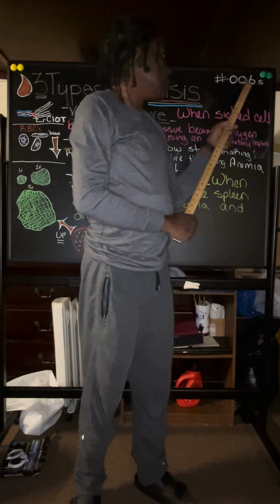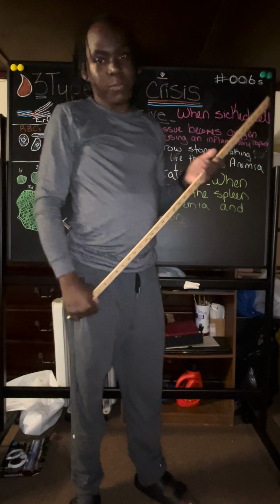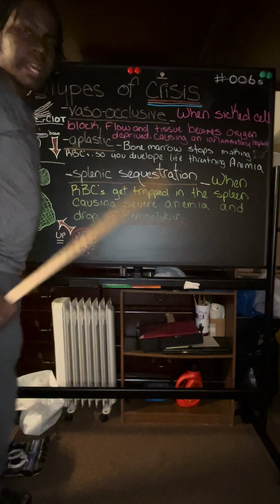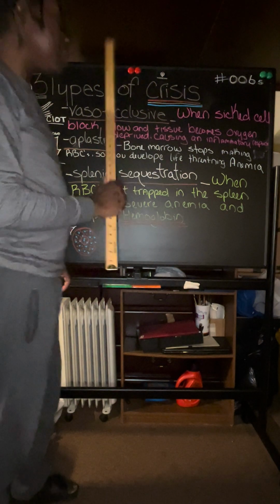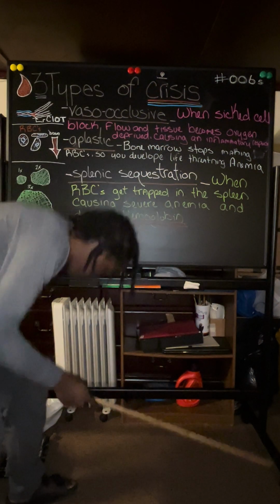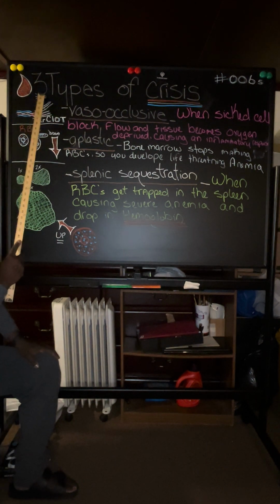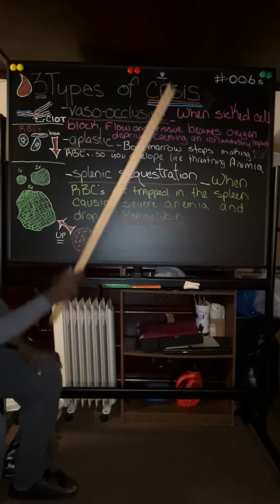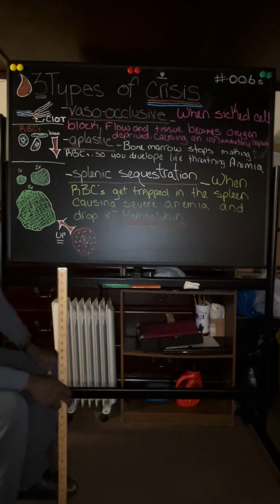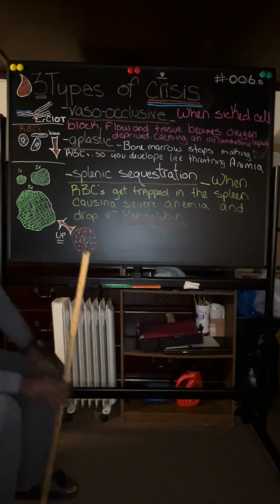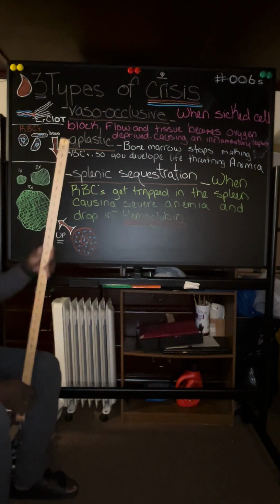This is lesson number 6S. S because we're dealing with sickle cell. I'm going to sit down to get out of the way, and I'm just going to point with my stick today. We're going to talk about three types of sickle cell crises. We have more than that, but I'm just going to focus on three to not overload everyone's brain.